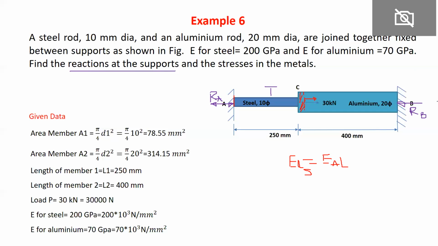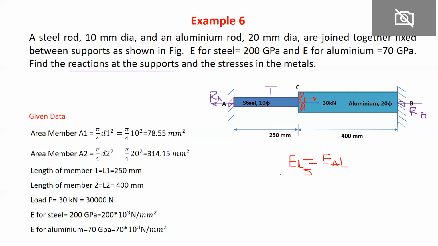To find this RA and RB, we now have to devise the mechanism for that. First of all, for solving this kind of problem, we need to use one, equilibrium equation, and second, compatibility equation. The equilibrium equation depends upon the forces acting in the horizontal direction, vertical direction, and the third direction if it is 3D, and also moment. These are involved in the equilibrium equation.